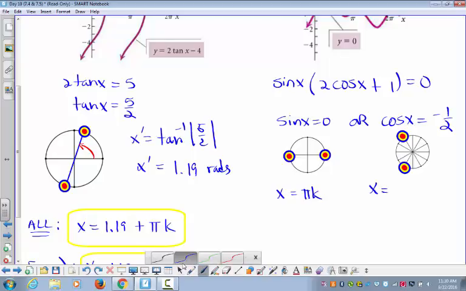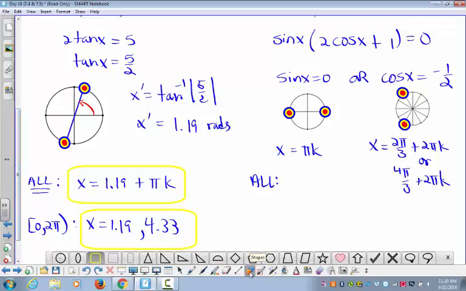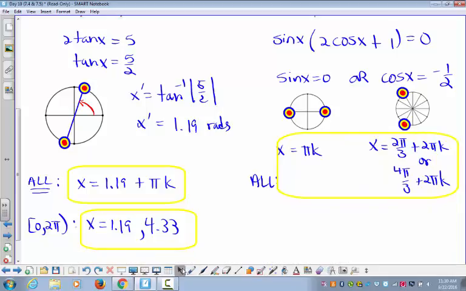Now this one, we definitely can't quite do that. So we're going to have to go, oh, that's 2 pi over 3 plus 2 pi k. Or there's 2 pi over 3, 3 pi over 3, 4 pi over 3 plus 2 pi k. All right, so this is the group of all solutions. So all solutions, right there. That's all of them.